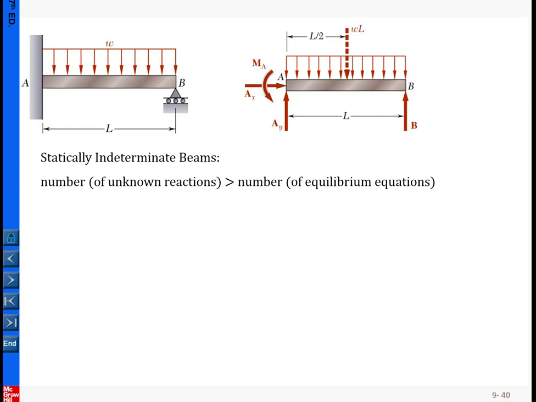Okay, so let's talk about how we apply the superposition principle. Here we come up with one example, and on the left hand side is the example we've seen in the previous sections. From here you can see there is more support than necessary to make the whole thing in static equilibrium.